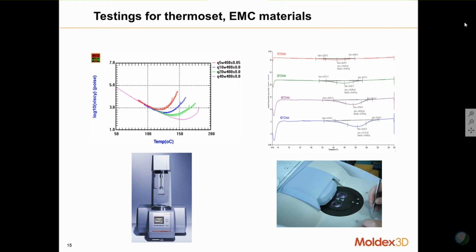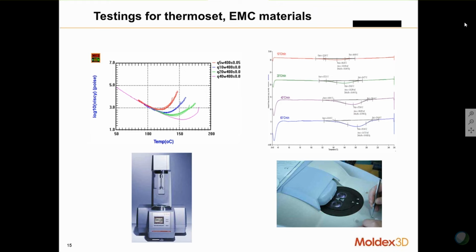We also have material testing capabilities for different materials. For example, if you are in the thermoset business, we also have testing capabilities for thermoset materials such as EMC, epoxy, or underfills. For these materials, what is important is viscosity as a function of time and viscosity as a function of temperature. Because these are thermoset materials, they cure over time. And when the material cures, the viscosity will increase.